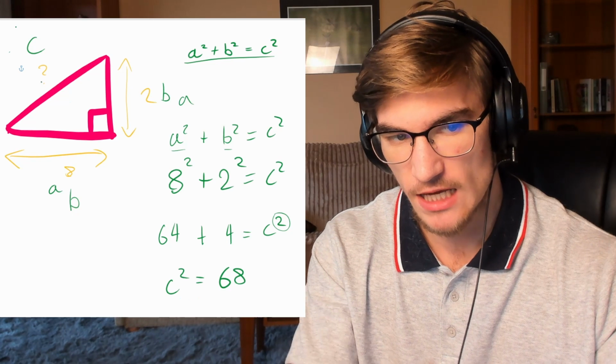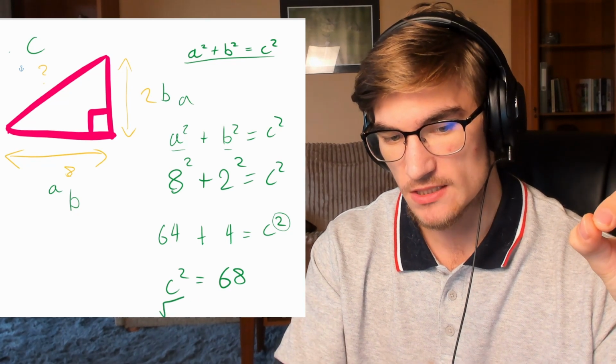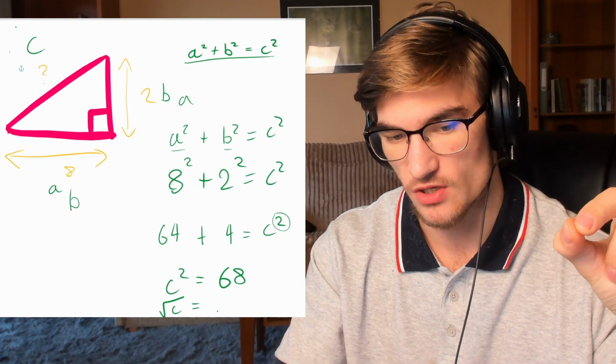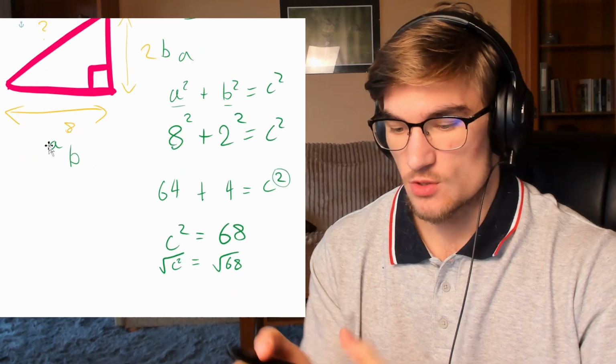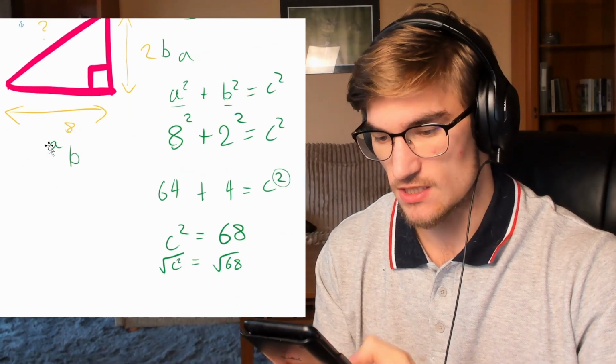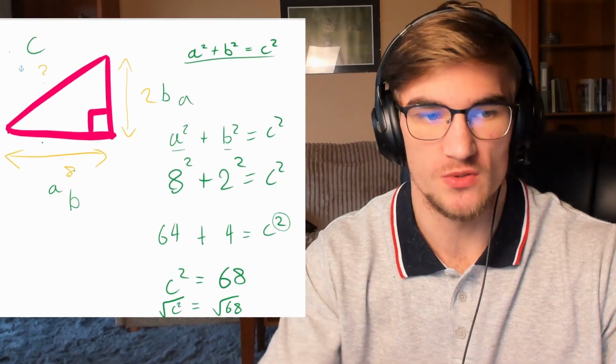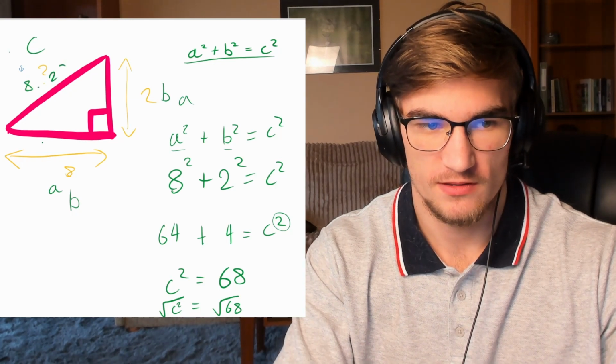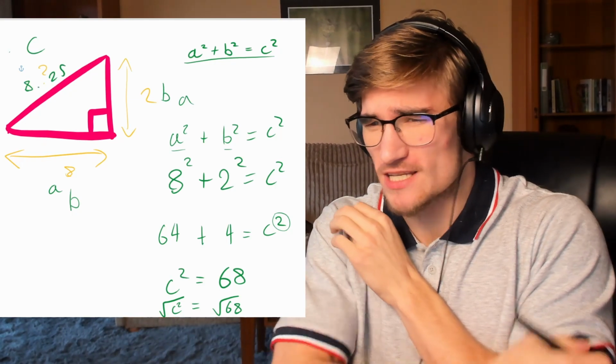So to find out what the length of c is, all I have to do is square root both of the sides, alright? So if I take my calculator and I square root 68, c must be 8.25. And that's it. I hope that was less than a minute.